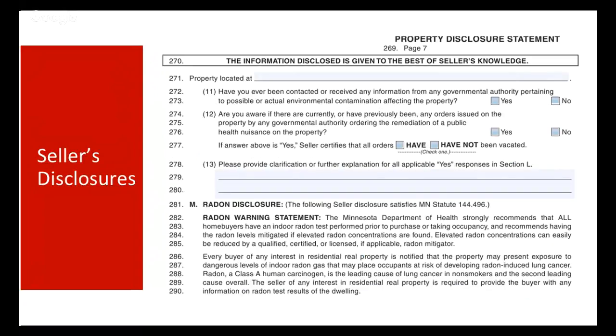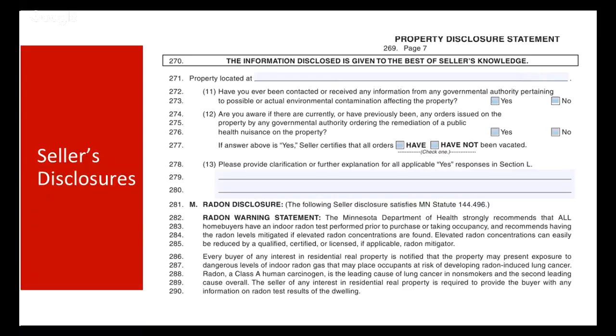Property address. Have you been contacted or received any information from any governmental authority pertaining to possible or actual environmental contamination affecting the property? Kind of a big deal, right? Are you aware if there are currently or previously have been any orders issued on the property by any governmental authority ordering the remediation of a public health nuisance on the property? Hey, you might not have an issue right now, but have you ever had an issue, right? Or do you currently have one? That's what we're asking. Then please clarify.